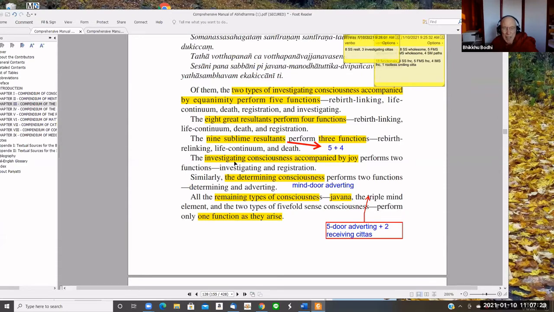In the case of this investigating consciousness accompanied by joy, and maybe to deal with that question gets too complicated. There is a process, though, by which one... Yeah. Okay, thank you, Bhante. That's all the questions. Okay.